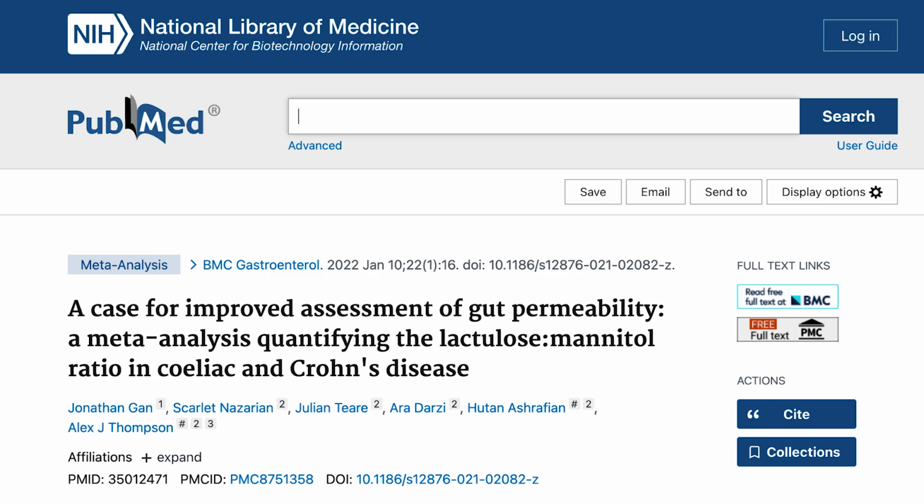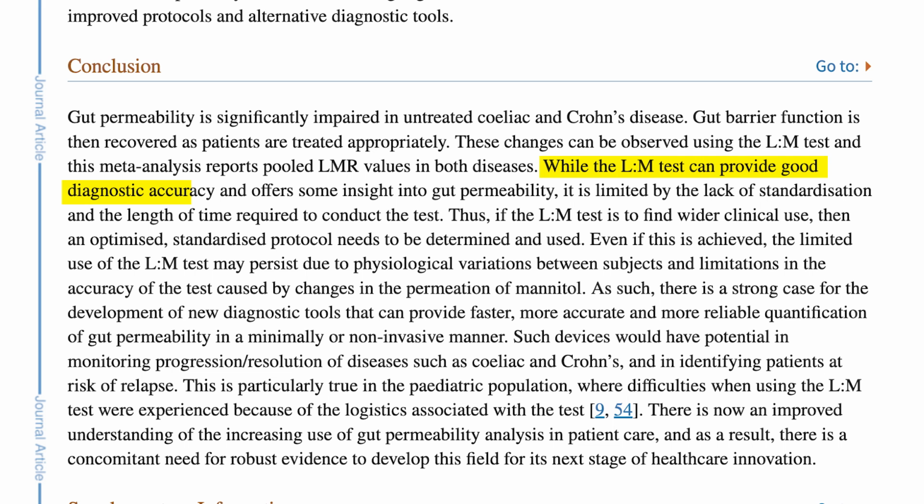And then regarding, are there good data for what the normal ranges should be or not, there's inconsistency here. So as good as the lactulose mannitol test is, the ranges are still not highly identified. And I'll just quote a 2022 meta-analysis. While the lactulose mannitol test can provide good diagnostic accuracy and offer some insights into gut permeability, it is limited by the lack of standardization.